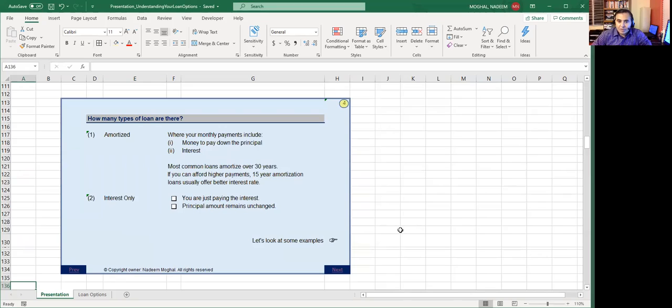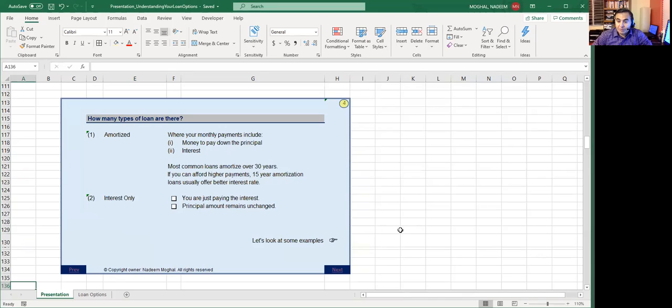So how many types of loans are there? Broadly speaking, there are two types of loan, amortized and interest only. Clearly the difference is in an amortized loan, your monthly payment goes towards interest and also brings down the principal. Whereas in case of interest only, you are just paying the interest, you're not touching the principal.